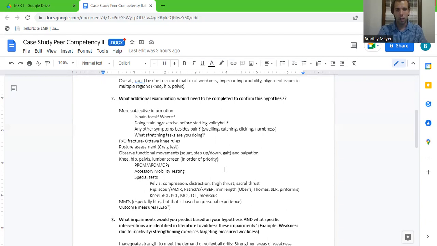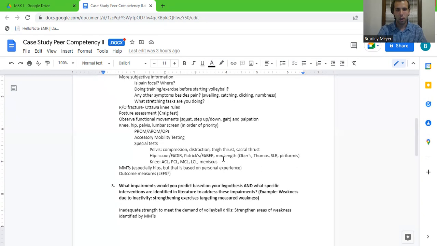Next, I would want to rule out a fracture by using the Ottawa knee rules. I'd also want to perform a posture assessment, kind of get a general overview of her lower extremity, well, whole body alignment, but mainly focusing on the lower extremity since the primary complaints are about knee pain and hip pain. Included in that, I would want to perform the Craig test to see if there's any kind of excess retroversion or anteversion of the femur.